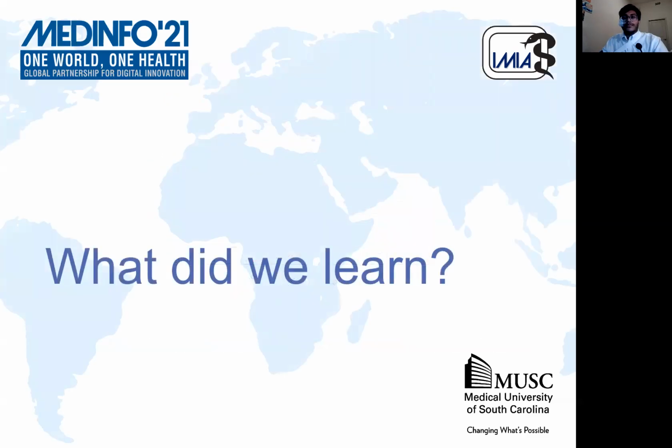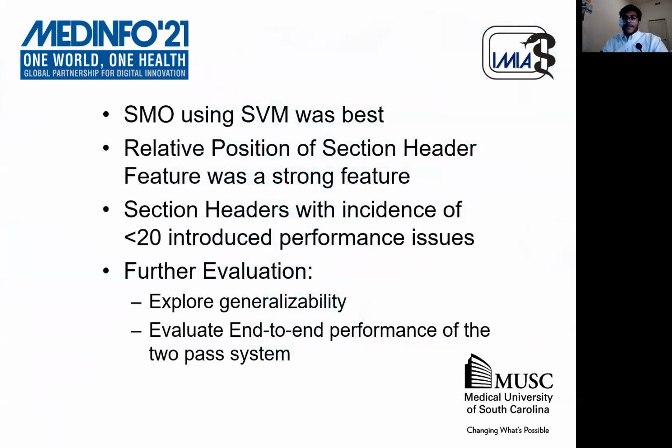So what did we learn? First, while random forest had a better precision and F1 measure in the sentence detection task, the SMO SVM had a better recall, which is more useful for that task. And the SMO using the SVM had a better all-around performance in the other tasks. Second, the relative position of the section header was a strong feature that showed us an increase in performance in the section header classification task.